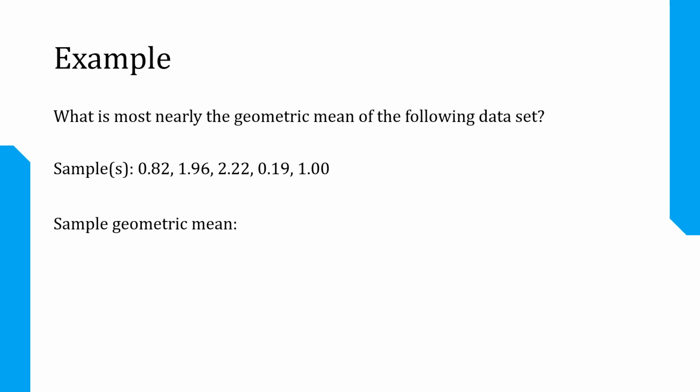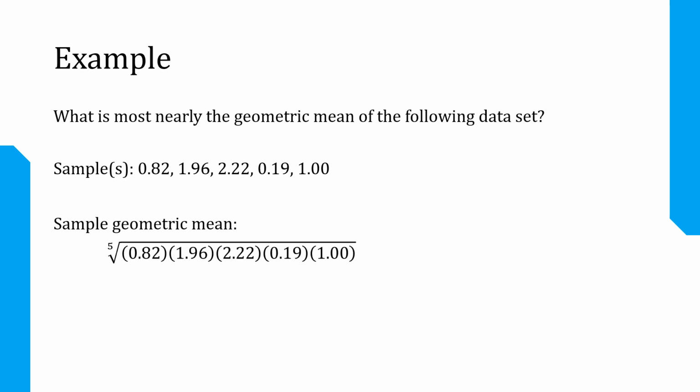So let's get right into an example to determine what this formula means. What is most nearly the geometric mean of the following data set? We're given samples of 0.82, 1.96, 2.22, 0.19, and 1, and we're asked to find the sample geometric mean.